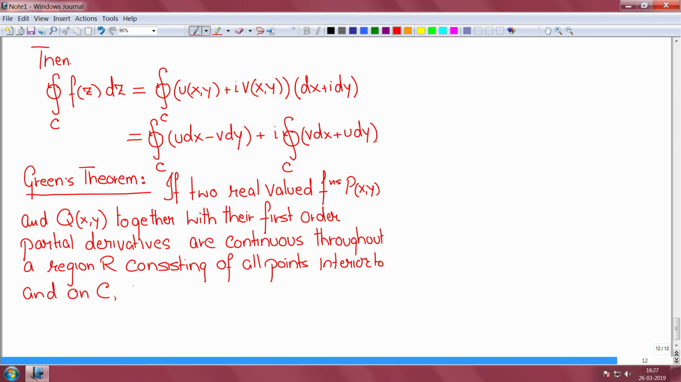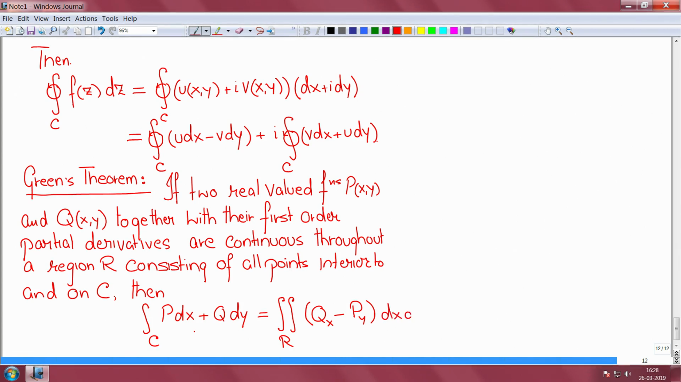then the integral of P dx plus Q dy over C is equal to the integral over R. This is the line integral, this is the area integral, of the partial derivative of Q with respect to x minus the partial derivative of P with respect to y, dx dy.